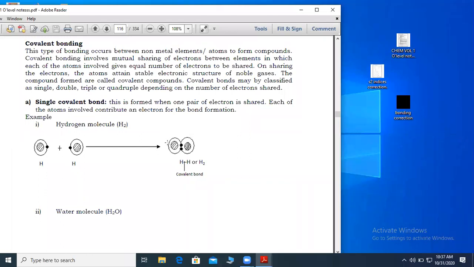And there is an inert gas which has 2 electrons, because remember, the first shell takes a maximum of 2 electrons. The inert gas that has 2 electrons in the outermost shell is helium. So this is a hydrogen molecule, whereby each hydrogen atom has contributed an electron to the formation of the bond.